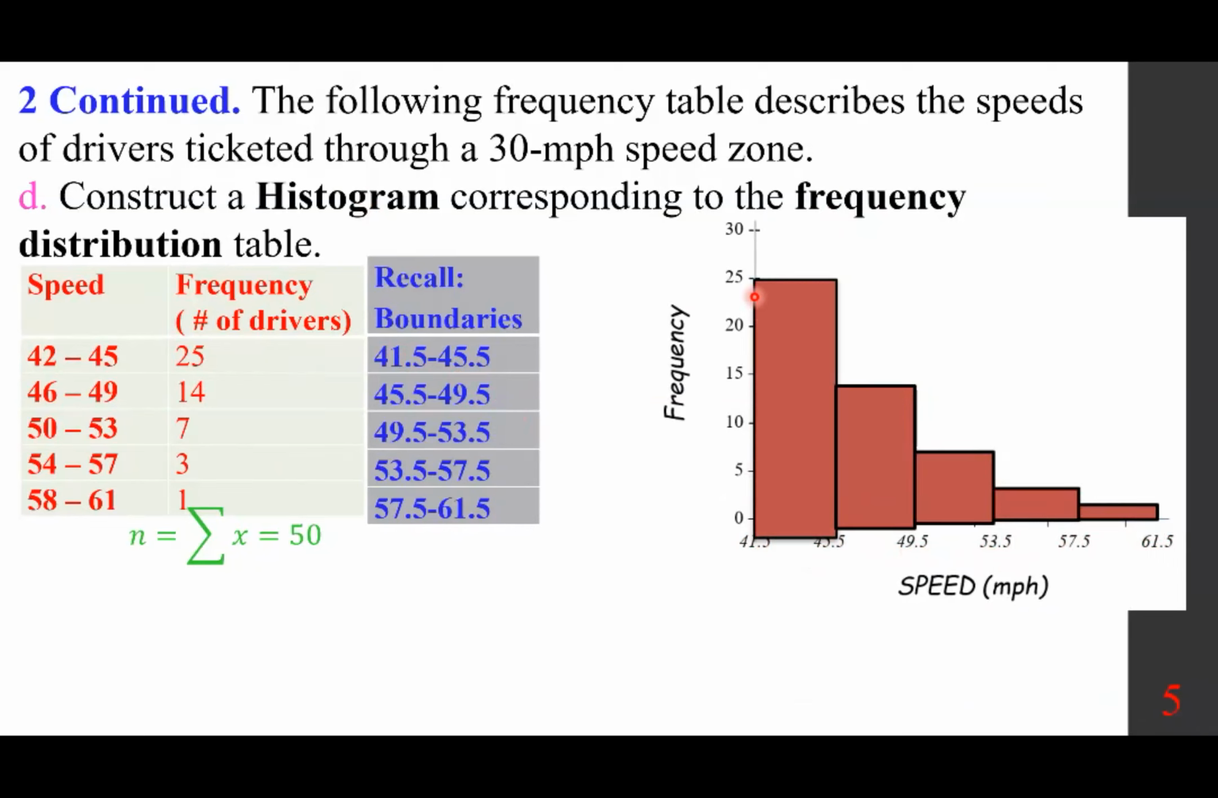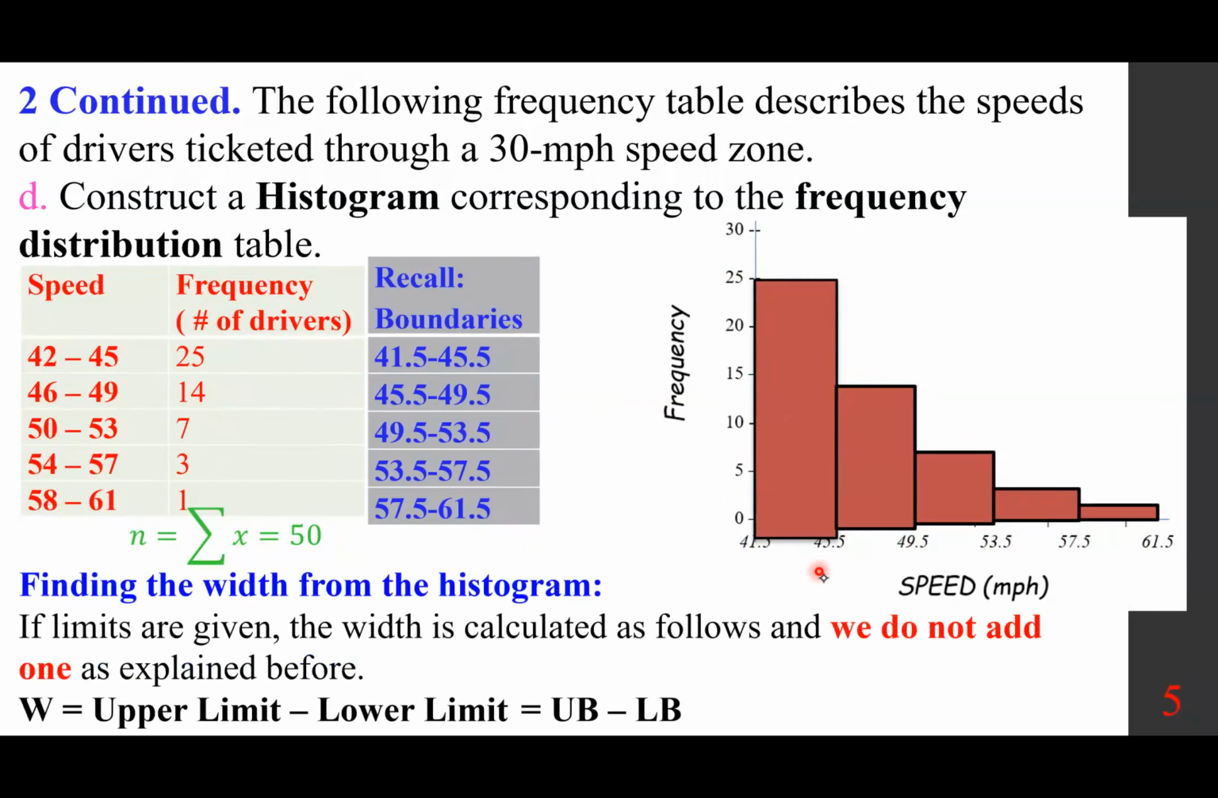The first one has a height of 25. The second one, look at the second group, 45.5 to 49.5, has the height of 14. The third one has a height of 7. The fourth one has a height of 3. And the last one has a height of 1. Okay. You do your best to put it into scale.